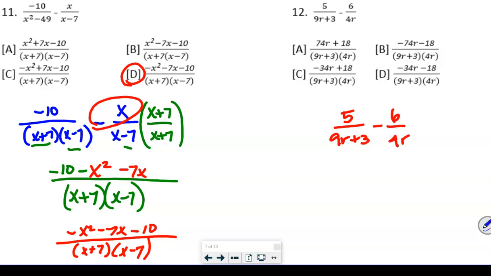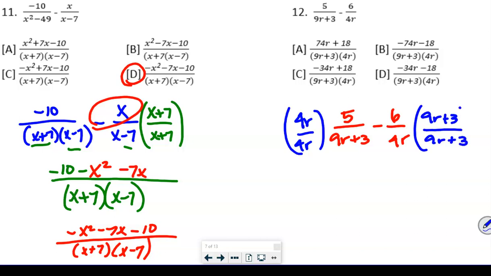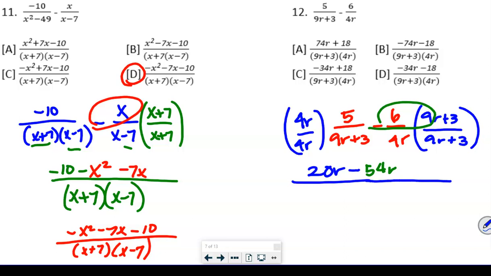So now I'm just going to multiply by the opposite ones. Y'all see that? So I'm going to multiply this by 4r over 4r, and this one by the 9r plus 3 over the 9r plus 3. So this is going to give us 20r over our common denominator minus, again, watch this, guys, this negative 6 times, so that's going to be minus 54r. And then minus 6, so that's going to be minus 18 times 3. So this is all over our 4r times 9r plus 3.